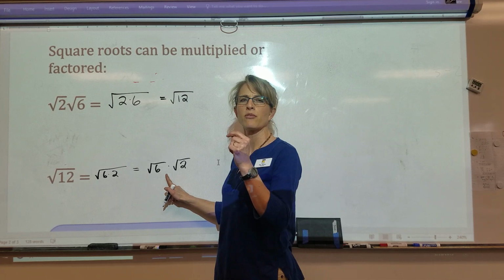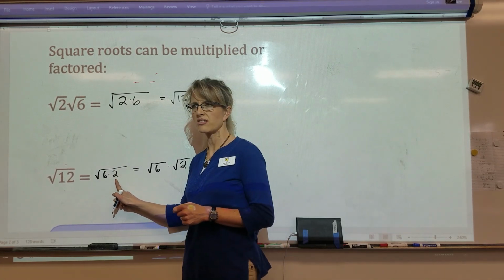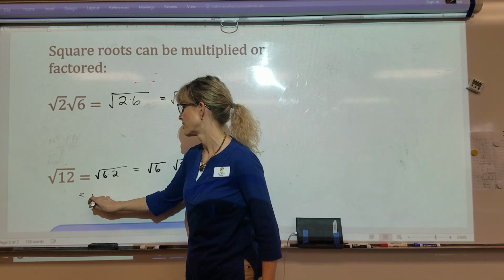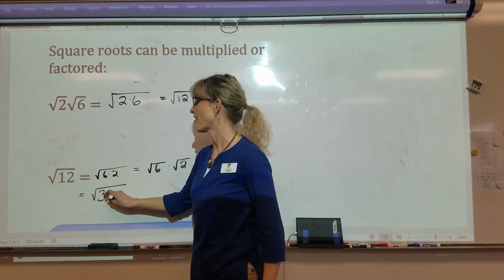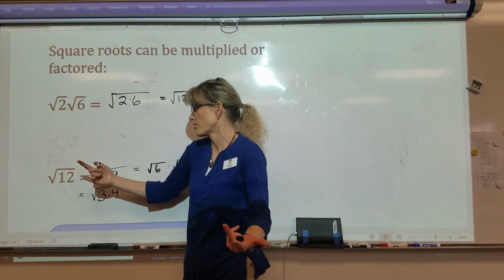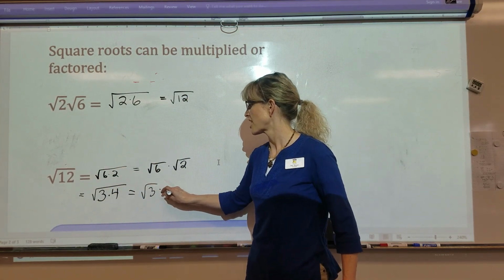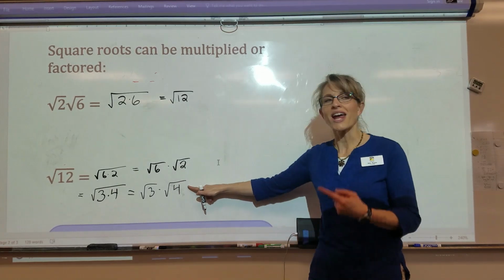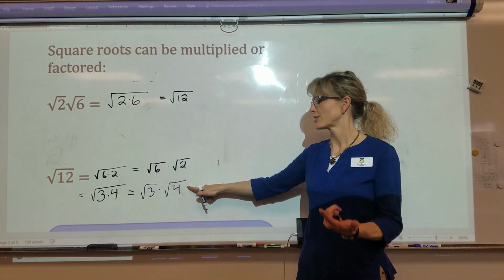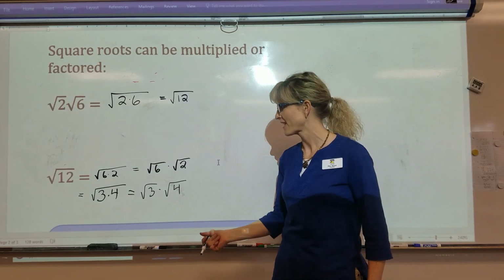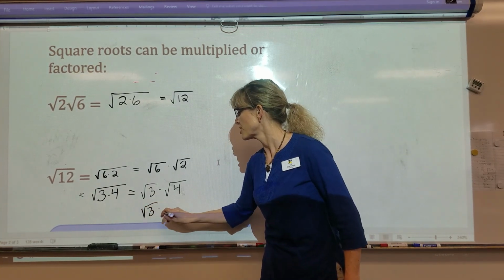So I bet some of you are thinking, does it have to be a 6 and a 2? What would it be, Jasmine? I was going to ask if it could be 3 and 4. Let's find out. She's absolutely right. It says 12, so I have other factors. Could I split those up and say root 3 times root 4? Don't I know root 4? I do. What does root 4 think? Get ready? 2. So really this is root 3 times 2.